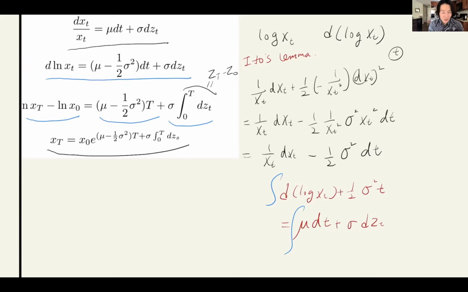Now, in other words, for geometric Brownian motion, the value xt after time t is going to be the initial value times e to the drift, and then there's a negative half times sigma squared term, times t, plus sigma zt. So this is solving the geometric Brownian motion.